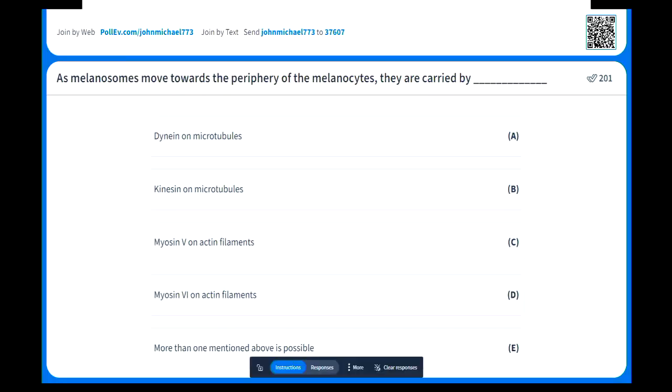All right, so the question for all of you is, how are these melanosomes transported towards the periphery of the melanocytes? Are they transported by which type of motor protein, using which cytoskeletal protein, right? So that's the question we'll be answering when we come back next week.